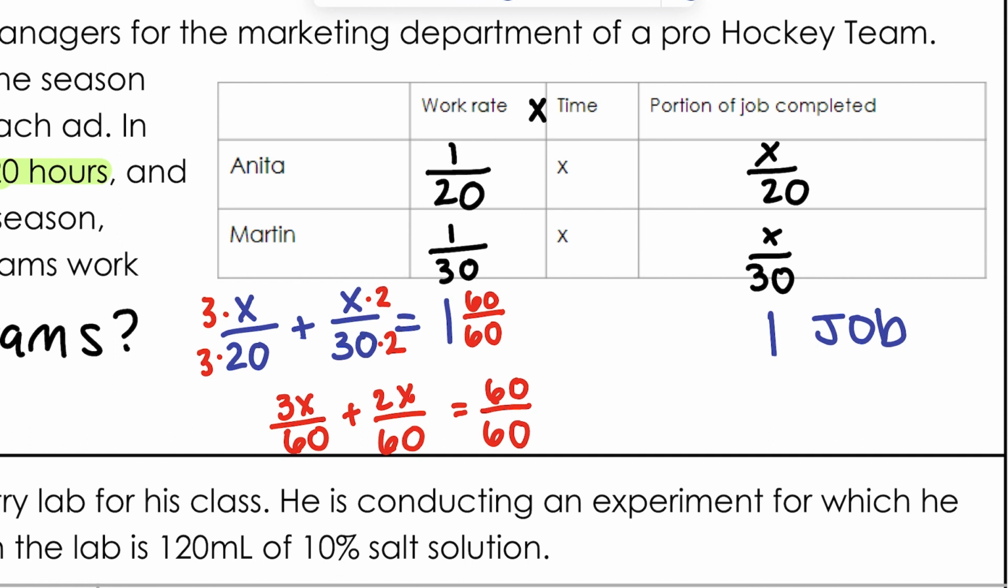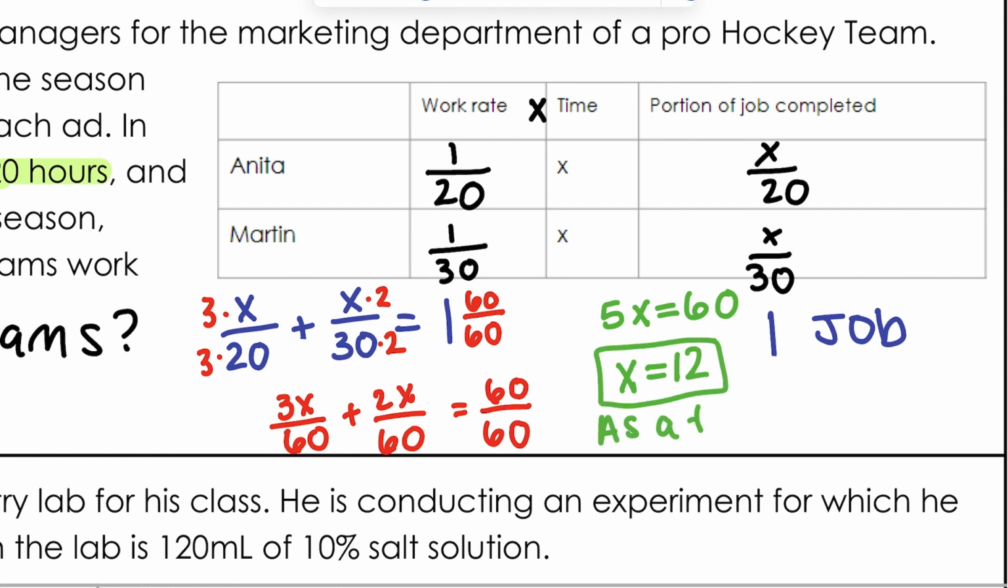Now that the denominators are the same, we can ignore the denominators and just set the numerators equal. We've got 3x plus 2x, which is 5x, equals 60. Divide both sides by 5, and we get x equals 12. So as a team, it will take 12 hours.